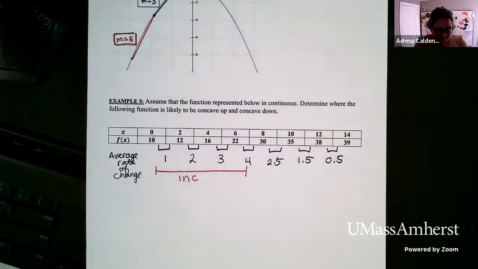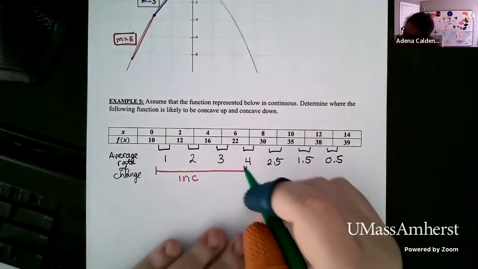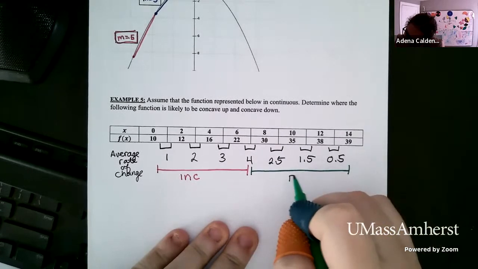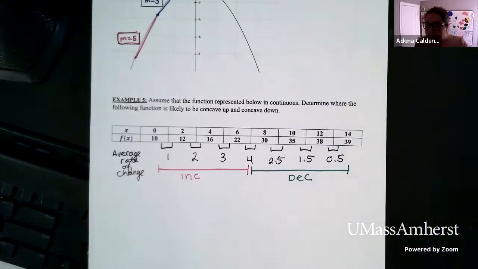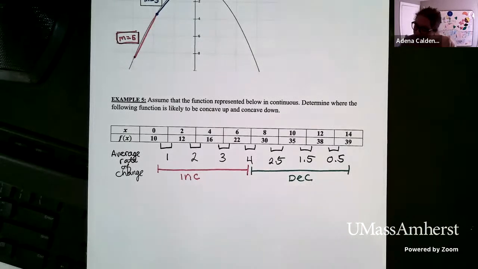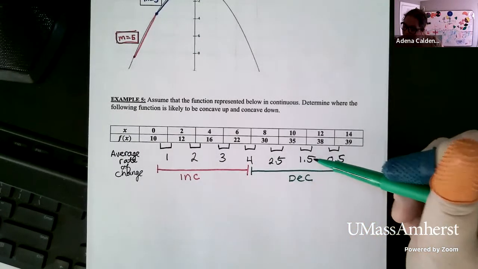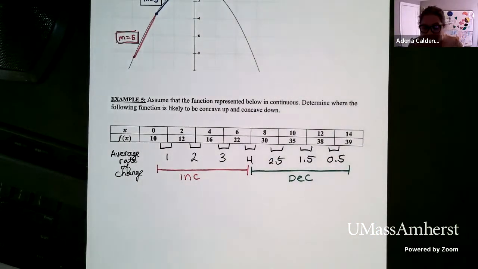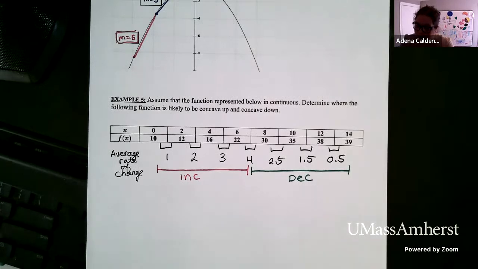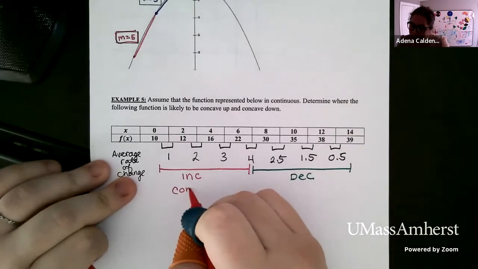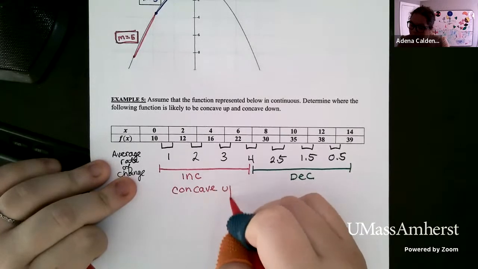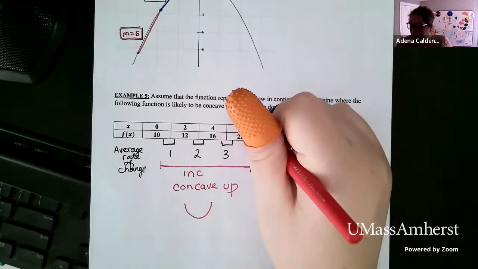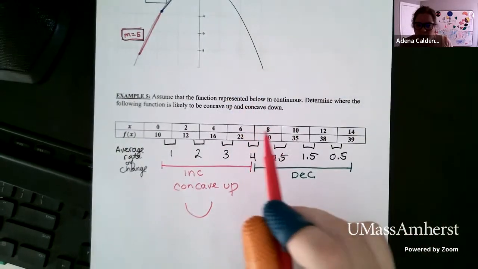But then from here to here, we are decreasing, right? Because we have 4, 2.5, 1.5, 0.5. Those are going down. So the relationship is that when we are increasing, the function is concave up. So from 0 to approximately 7, in between 6 and 8 is where we turn around.